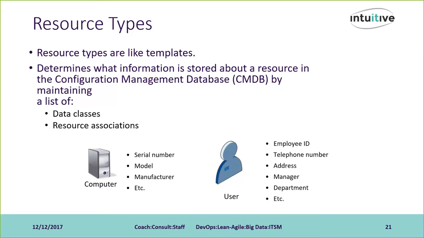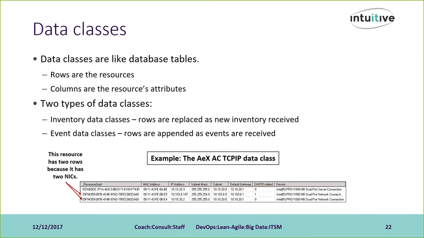Next up is a data class. You can visualize a data class as a table in the CMDB. Rows in the data class represent the resource, and the columns are the resource's attributes. For example, here in the slide, we have the basic inventory data class, which is called the AEX AC TCP/IP data class. It contains columns such as MAC address, IP address, subnet mask, DHCP, and DNS servers.